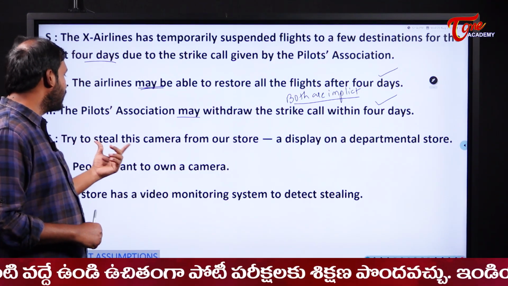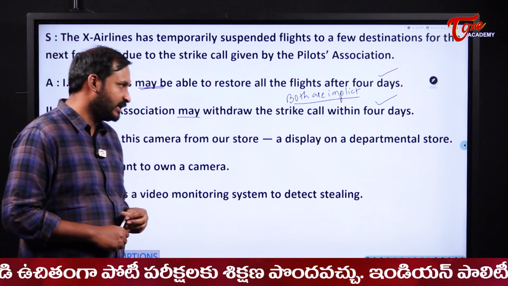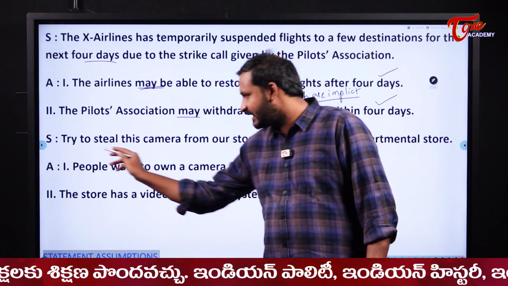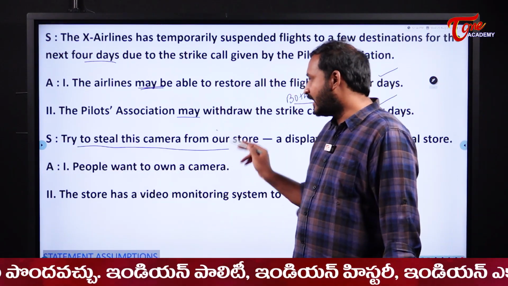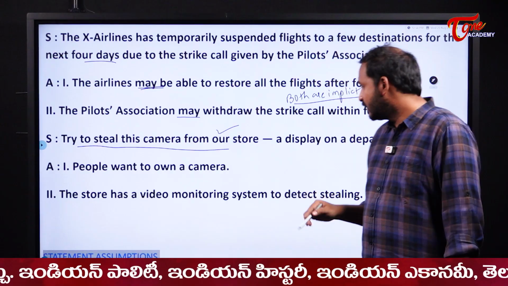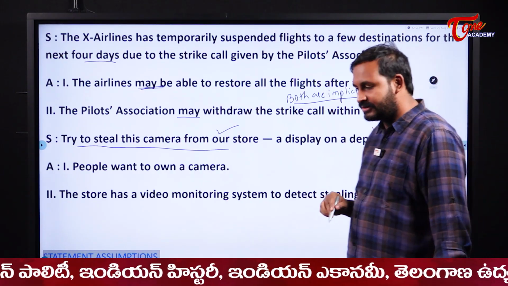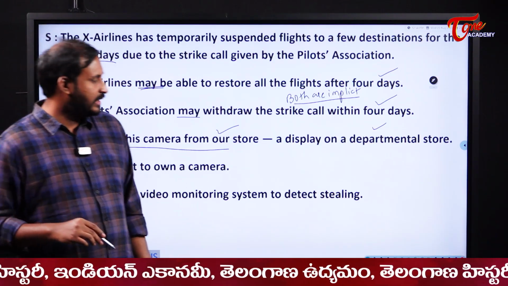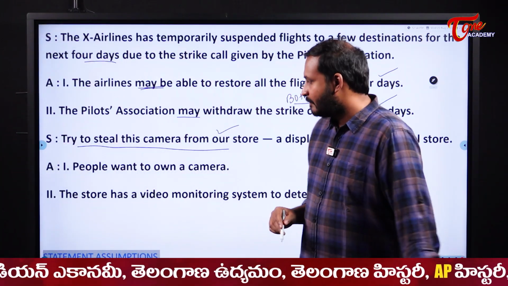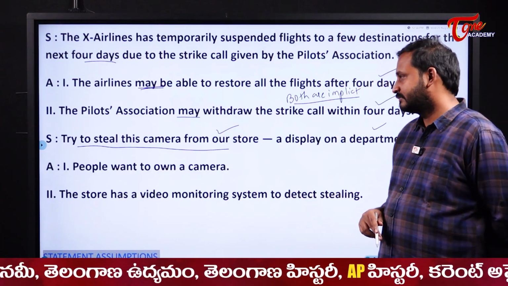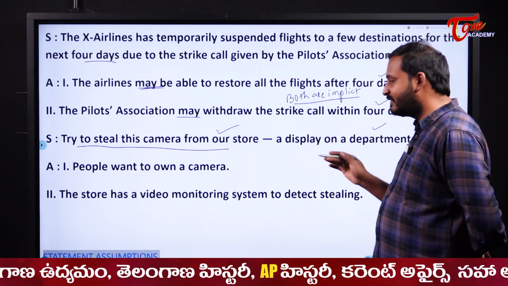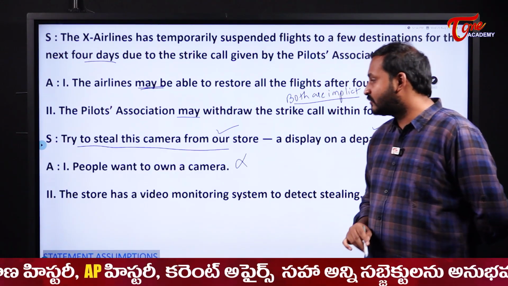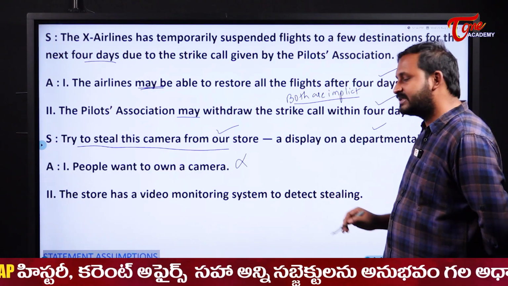Next, try to steal this camera from our store, a display on the departmental store. But this is like a challenge, right? Try to steal this camera from our store, a display on a departmental store. That was the display. Now next, people want to own a camera. Does they mention anywhere about the public's interest? No. The store has a video monitoring system to detect stealing.